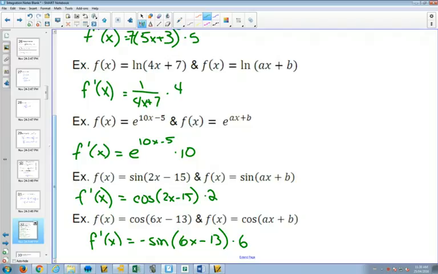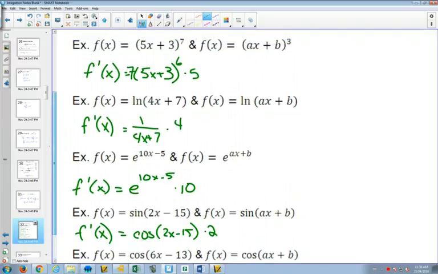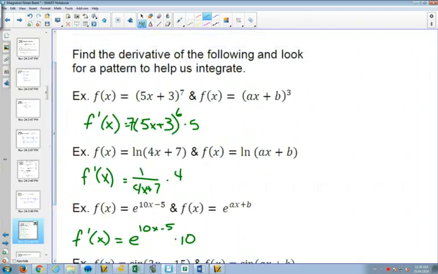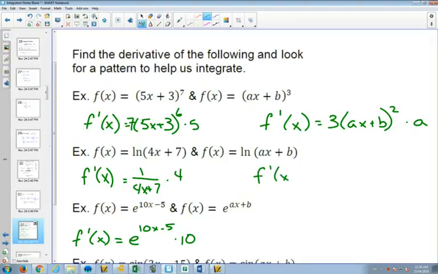So if we did all of those ones with numbers, and then we looked at, well, what happens if we just replace those numbers with letters, and I do the derivative of this? Well, the 3 would come out in front. This would stay the same. I'd subtract 1 from the exponent, and then I'd have to multiply by a. Can you see that this pattern's going to happen over and over again? We're going to do our derivative like we would normally, then have to multiply by a because of the chain rule.